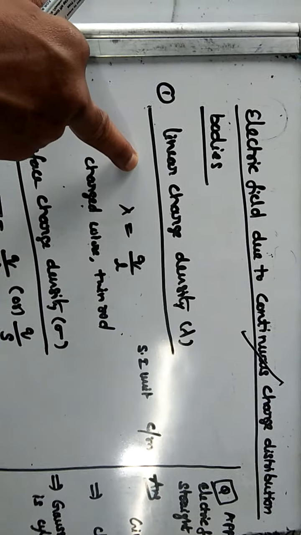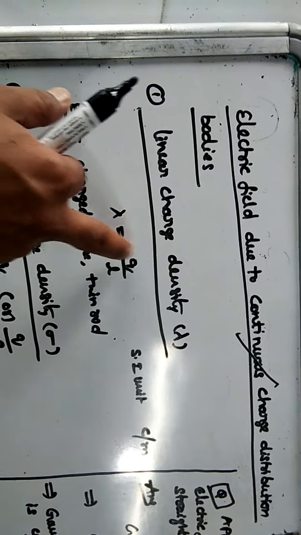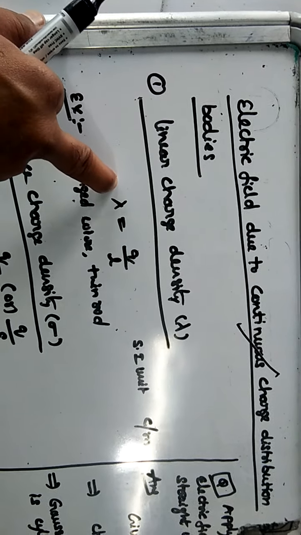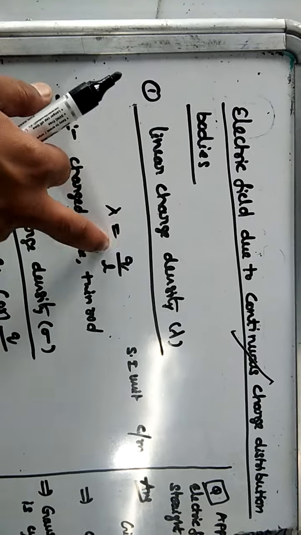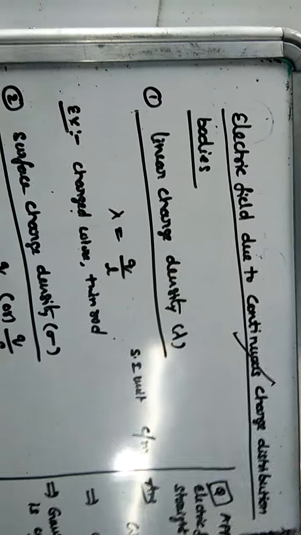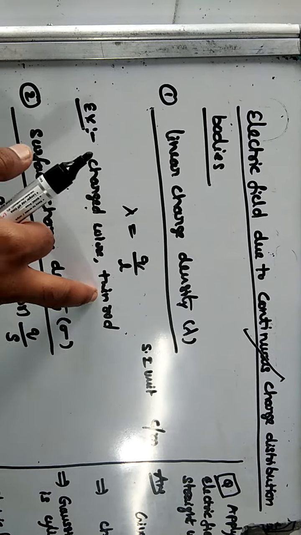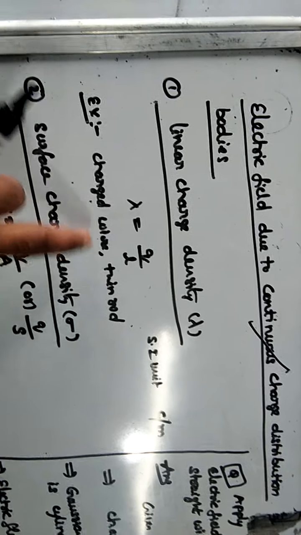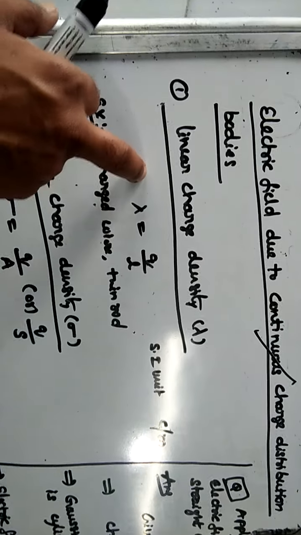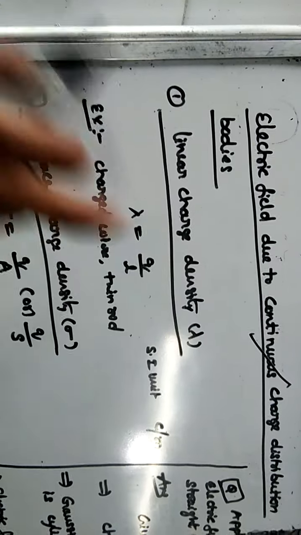So the first one is linear charge density. That is nothing but charge per unit length. It is denoted by lambda, charge per unit length. Charge, SI unit is coulomb, length meter. And this lambda must be defined for charged wires or a thin charged rod like that. If this geometrical shape is there, we have to define the linear charge density.